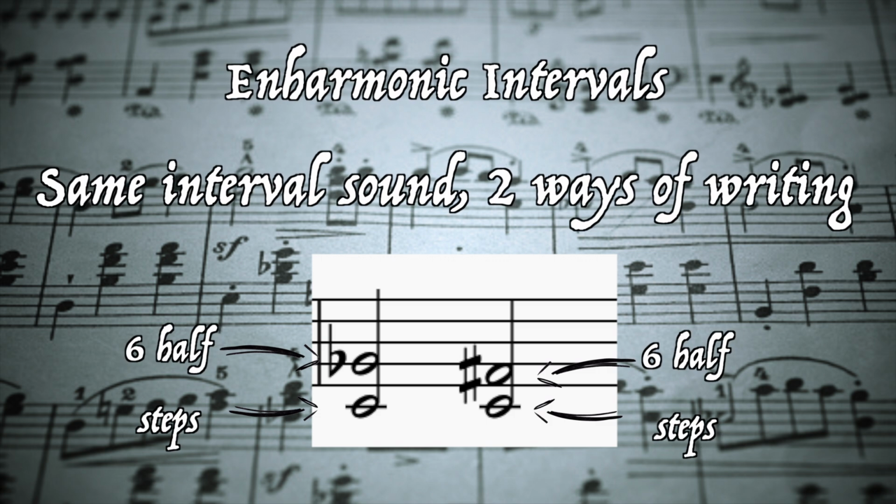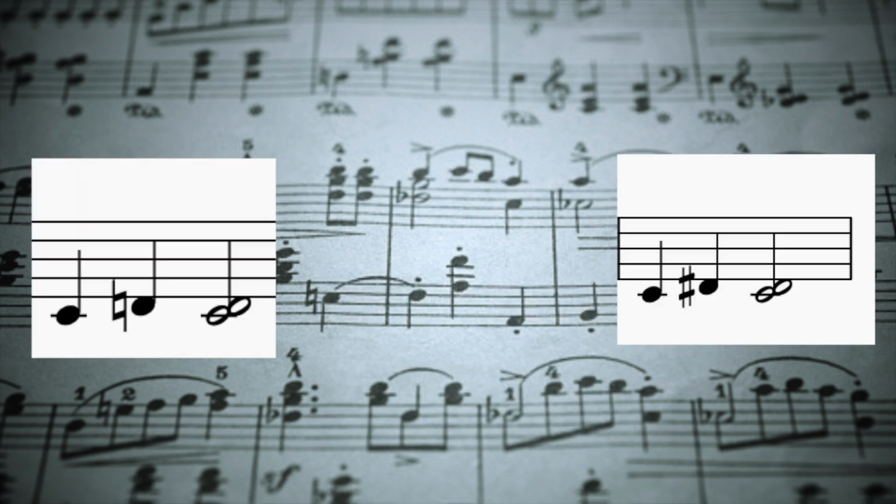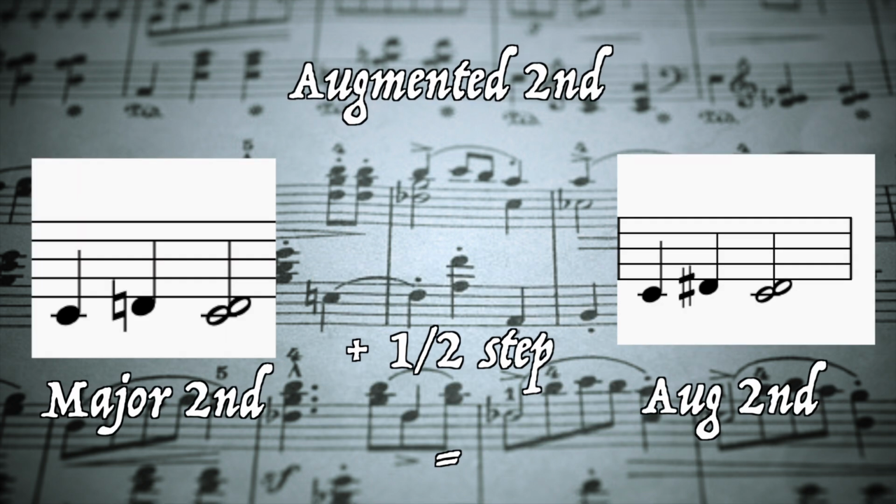Enharmonic intervals are intervals that look different on the page but sound the same. For example, the distance between C and F sharp is 6 half steps, but the distance between C and G flat is also 6 half steps. This results in the sound of a tritone either way, even though it's written 2 different ways on the page. So now that we understand enharmonic intervals, let's discuss some of the non-diatonic intervals.